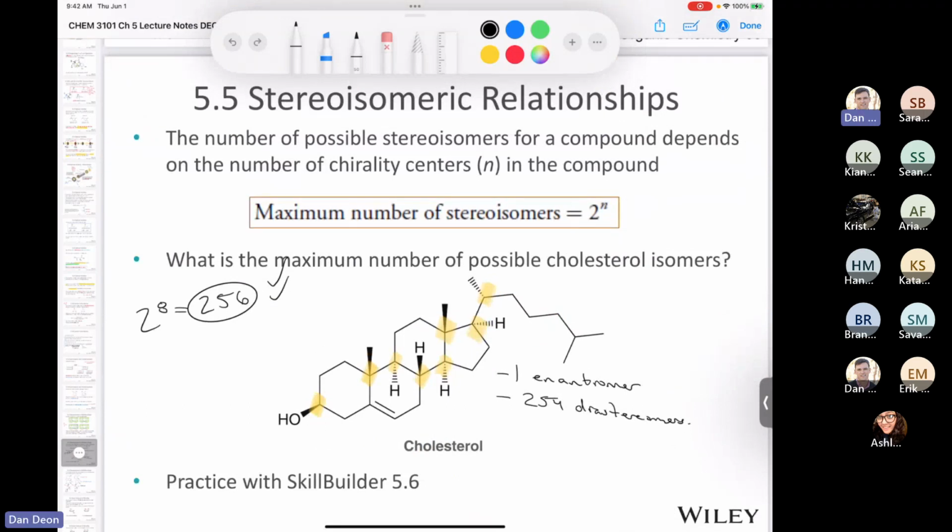That says maximum number of stereoisomers. Notice it doesn't say total. That's the maximum. Sometimes you're actually going to get less than the maximum number of stereoisomers. And when does that happen? It happens when you have a plane of symmetry in the molecule. Let me show you what I mean by that.